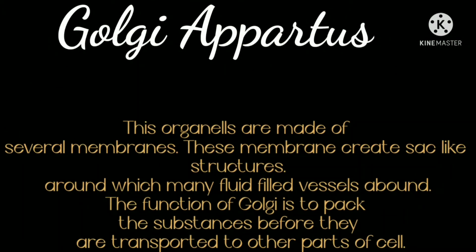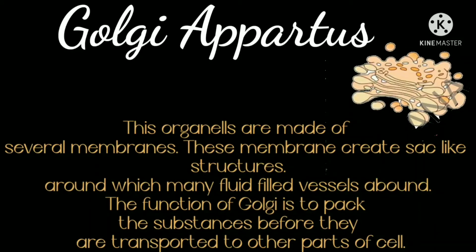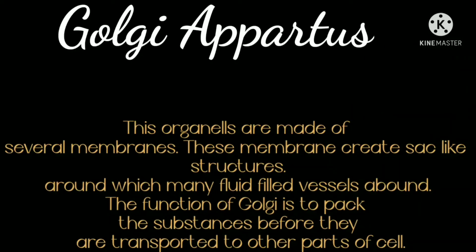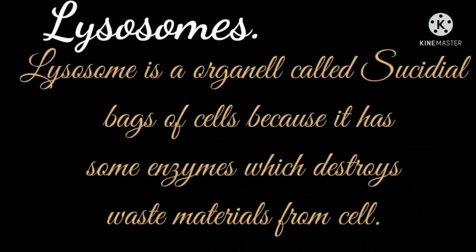Okay, right. Next is Golgi apparatus. And what is this Golgi apparatus? As you are seeing in the picture, it is Golgi, and this Golgi apparatus has several membranes in it, which are creating sac-like structures and have fluid-filled vessels around it. The function of Golgi is to pack various substances before they are transported to the other parts of the cell. This is Golgi complex or Golgi body.